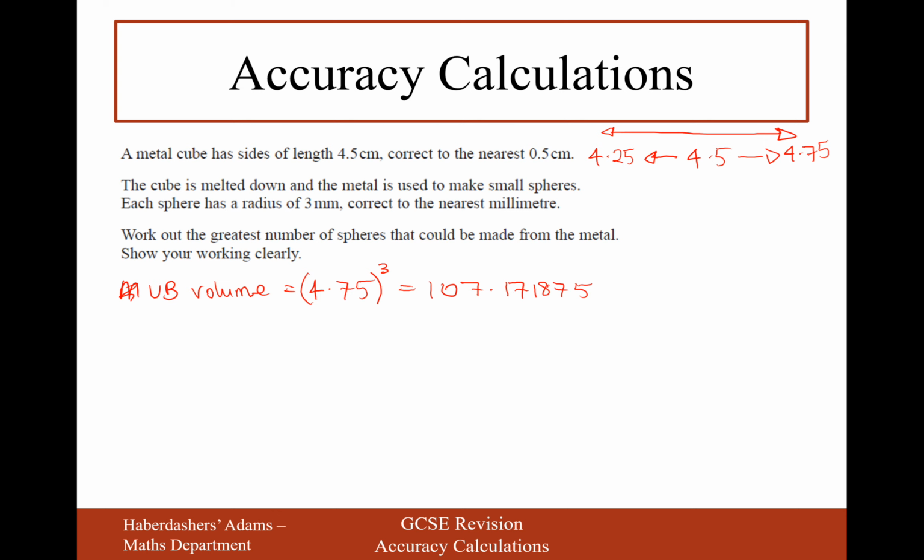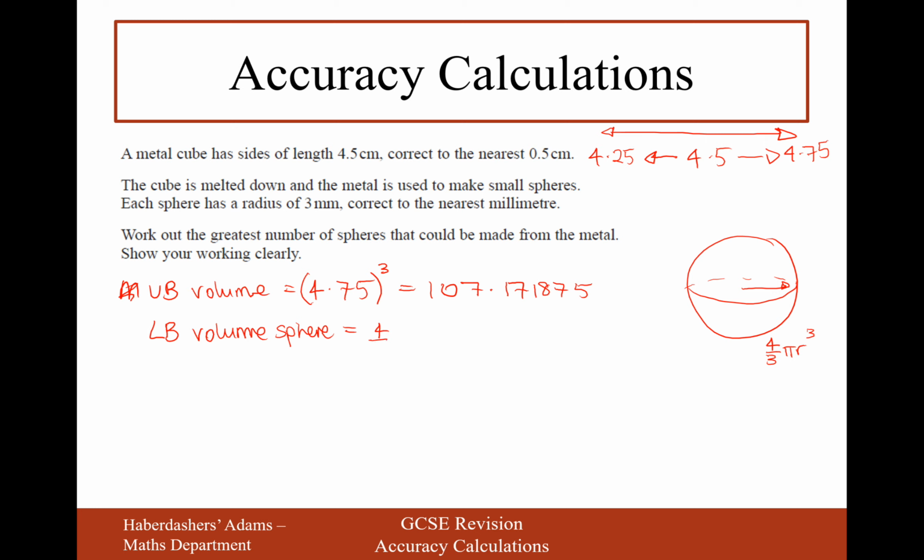107.171875. Now if we want to make as many spheres as possible, we want to make the spheres as small as we possibly can. So the lower boundary volume for the sphere is going to be, well, the formula for a sphere, if you've got the radius, is 4/3 pi r cubed.